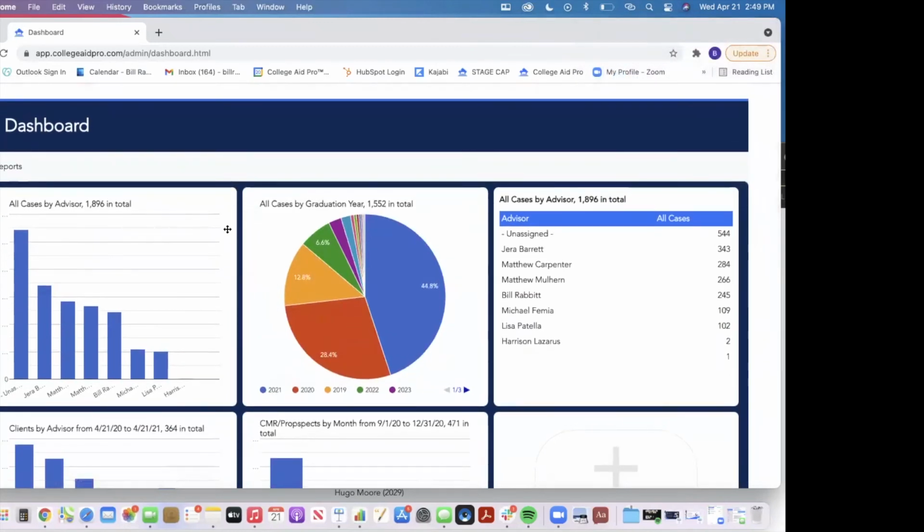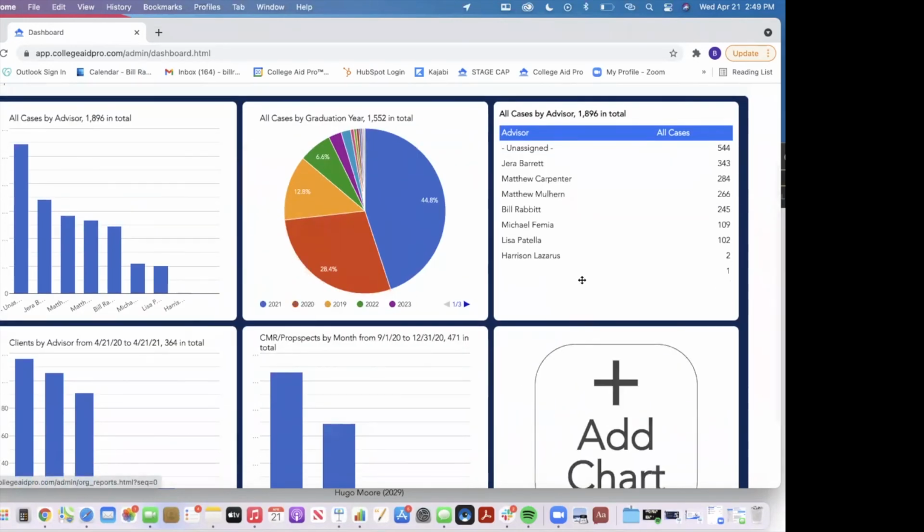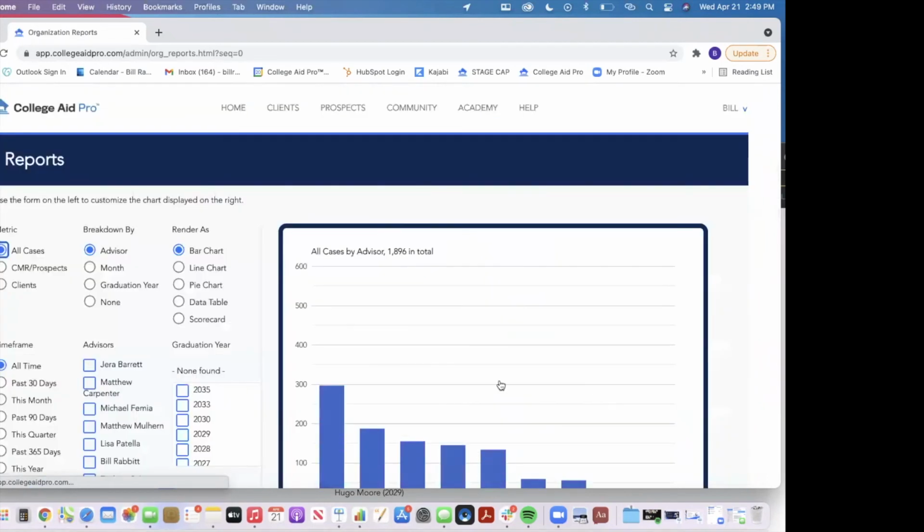So this reports dashboard, I like to call it the at a glance reports, right? So this allows me to log in there as I step away from the front lines and I'm in more of a management role, and see all the advisors that we have in our organization, how many cases, how many families they're working with. Give it 1 second. And we could build our own charts as well.